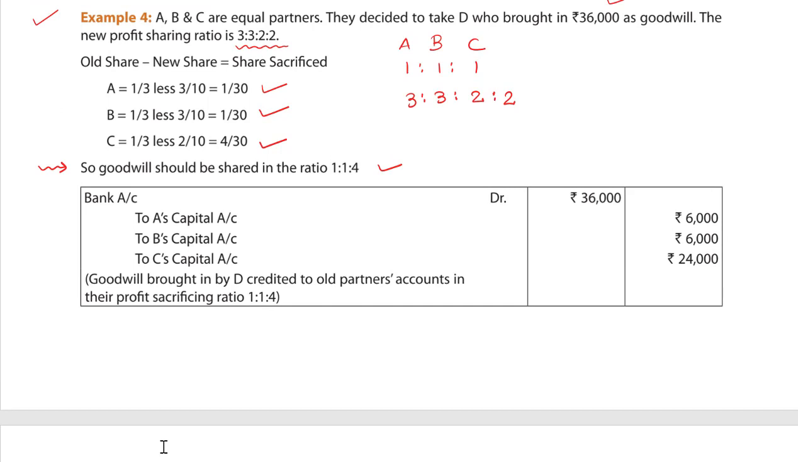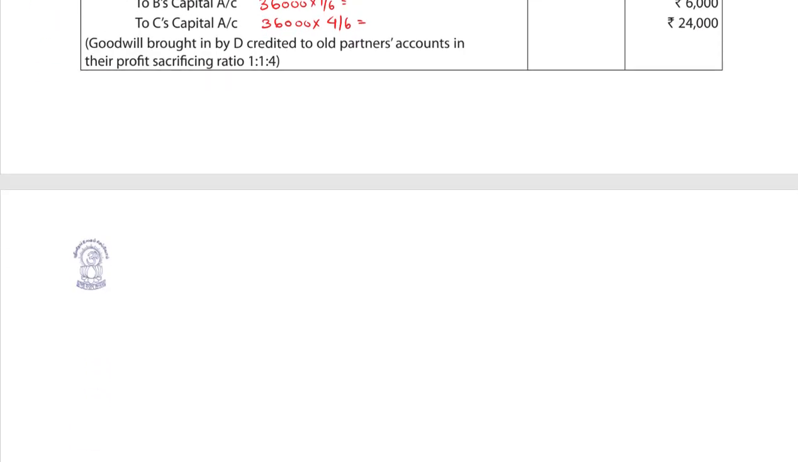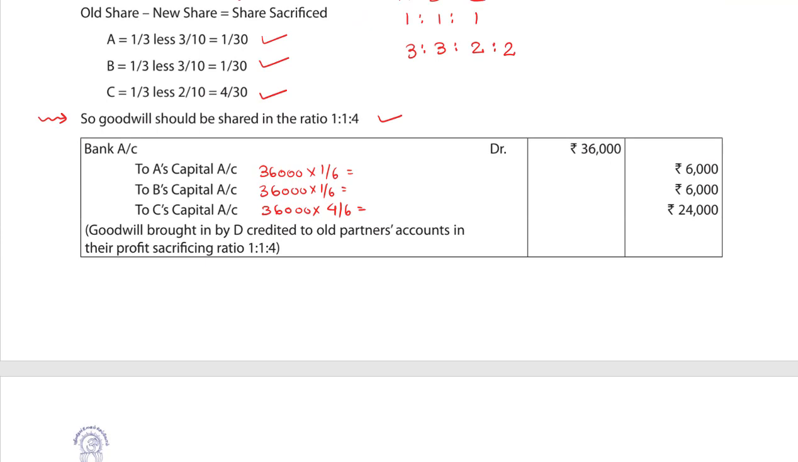Bank account debit 36,000 to A's capital, B's capital and C's capital in the ratio of 1:1:4. So 36,000 multiplied by 1 by 6, 36,000 multiplied by 1 by 6 and 36,000 multiplied by 4 by 6 is 24,000. I believe you understood. Let us continue.